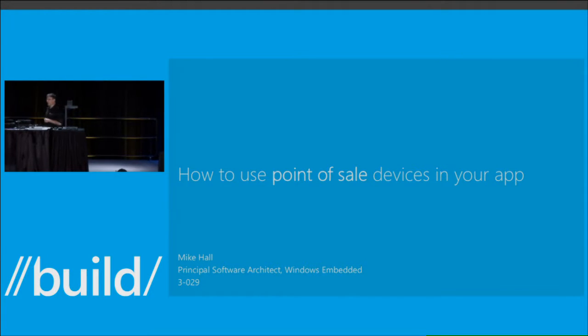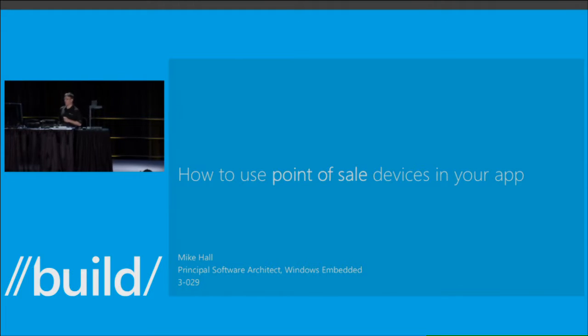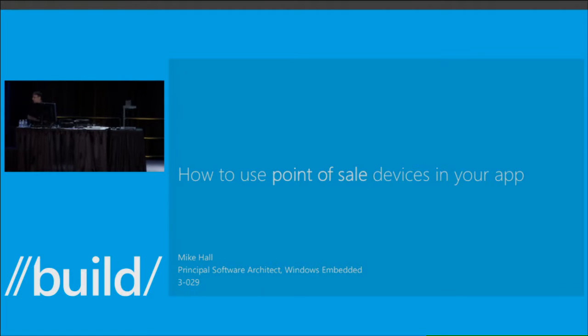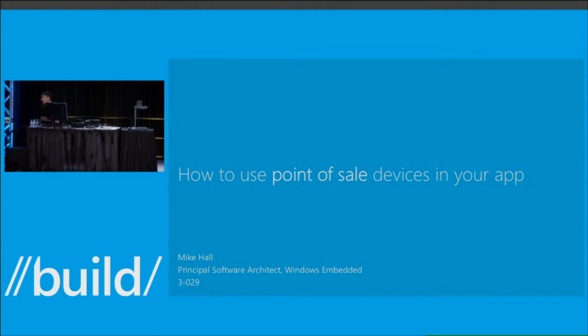My name is Mike Hall. I'm a software architect in the Windows Embedded team. This session is really going to show you how to write an application that consumes retail devices, typical standard retail devices, things like barcode symbology scanners and magnetic stripe readers, and then how to extend your application by using other devices such as receipt printers to build a fully fledged point-of-sale, point-of-service style application.